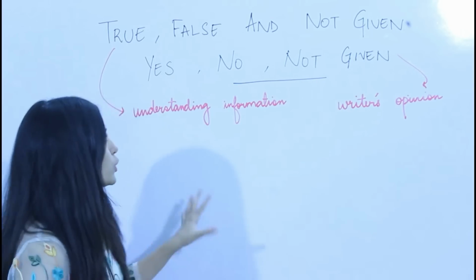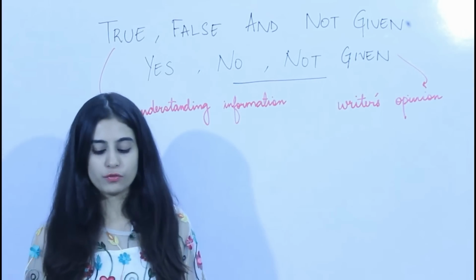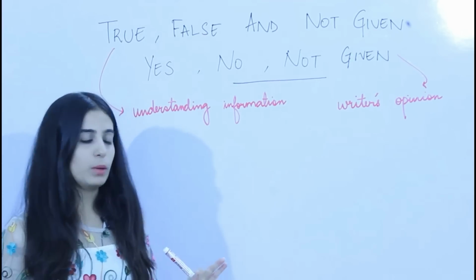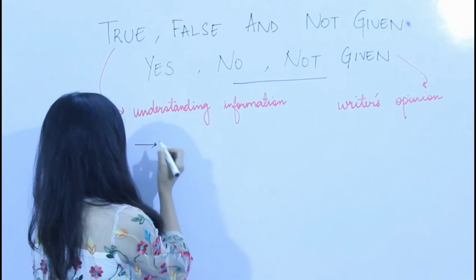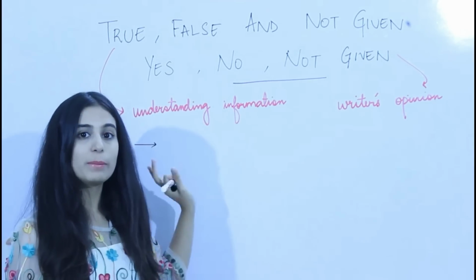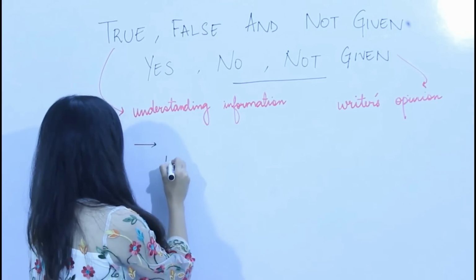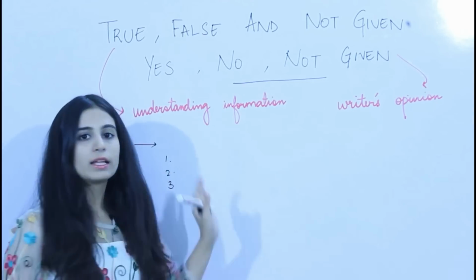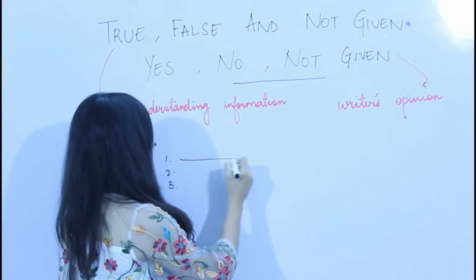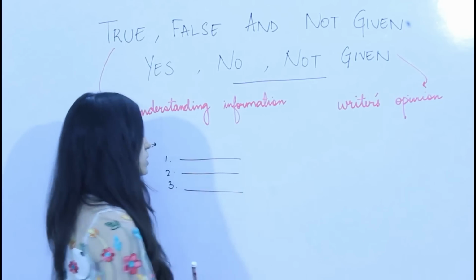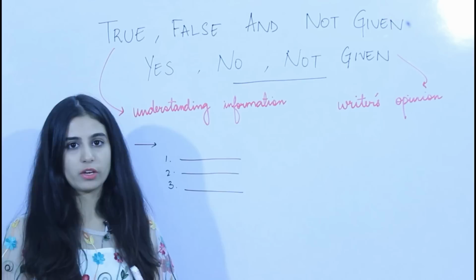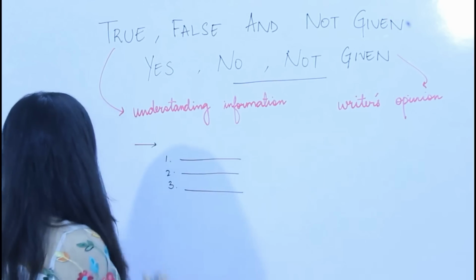So what do we have to do in such questions? First of all, let's have a look at the kind of question it will be. Basically in the starting, they'll give you yes, no, not given or true, false, not given. There will be instructions. Then you will have a number of questions underneath that particular instruction and you will have to tell whether these statements that are given in the form of questions are present in the passage or not, or whether they are true, false or not given. Right?